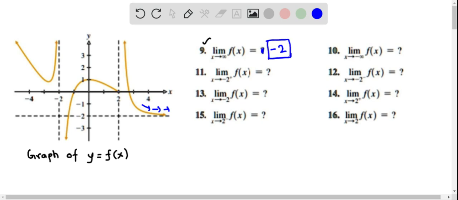Now let's do question 10. Here we find the limit of f of x when x approaches negative infinity. So in the graph, this is when x approaches negative infinity. It seems like the graph of f of x approaches positive infinity when x approaches negative infinity. So therefore we say that this limit equals positive infinity.